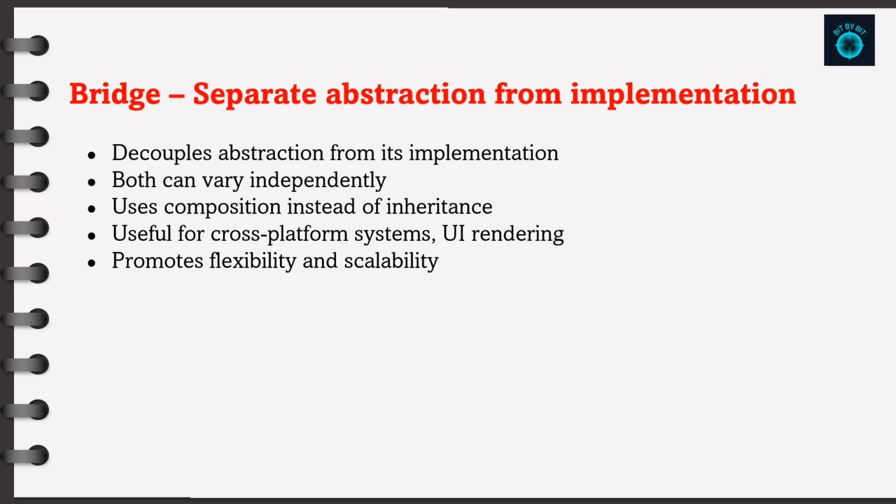The bridge pattern solves this by using composition instead of inheritance. It separates the high-level abstraction from the low-level implementation and links them together using a reference, or a bridge. This is useful when building cross-platform applications, graphical user interfaces, or any system where you want to extend behavior on both sides independently. Let's walk through a Python example that shows how this works.